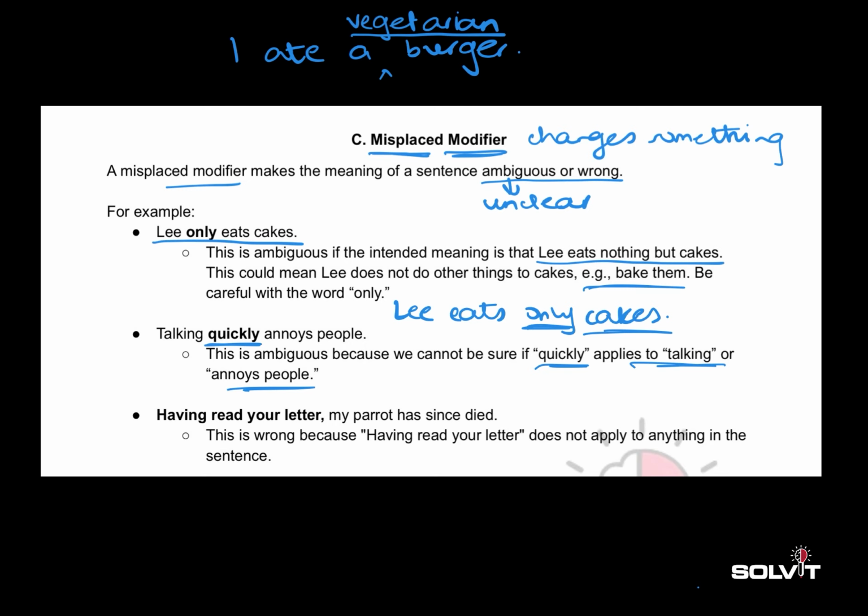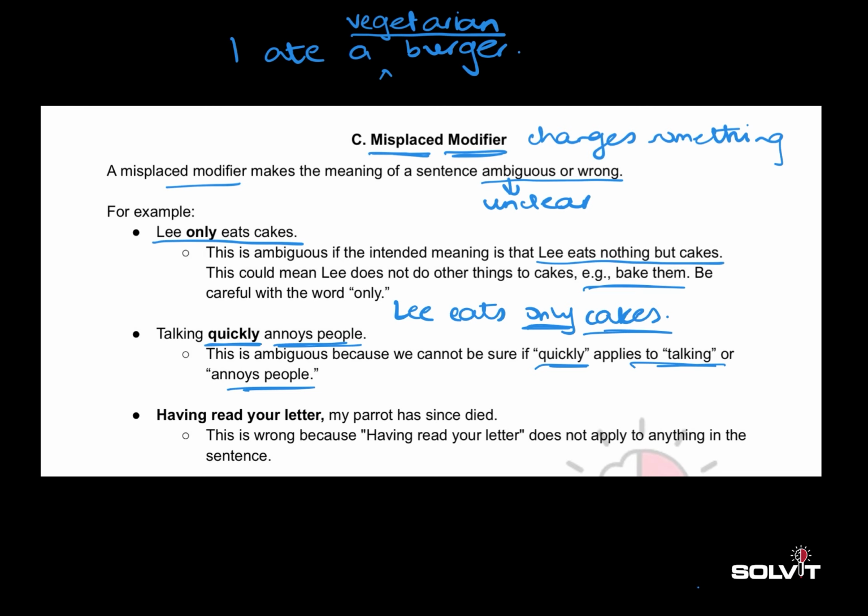The second meaning can be that the word quickly applies to the second part, which is annoys people. So it means that when I talk, it quickly annoys people. I hope you're understanding the difference between the two meanings. The first one was talking about talking, so the word quickly was applying to talking. And in the second meaning, the word quickly is applying to annoys people. That means when I talk, it annoys people quickly, right? So the sentence is kind of unclear. When you're writing the sentence, it's clear to you because you know what you're writing. But you have to think about the person who is reading the sentence. It should be clear to them as well what you're trying to say.